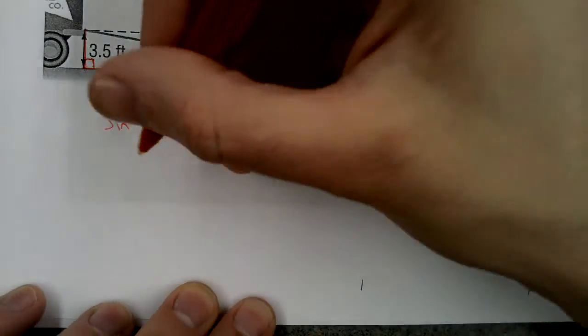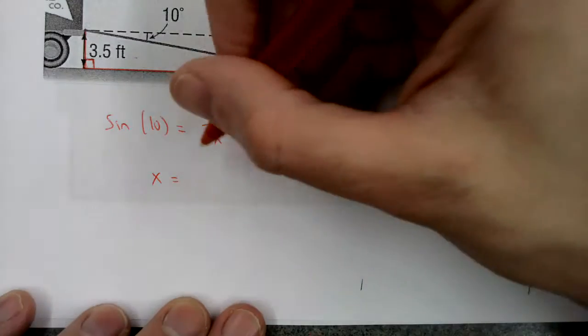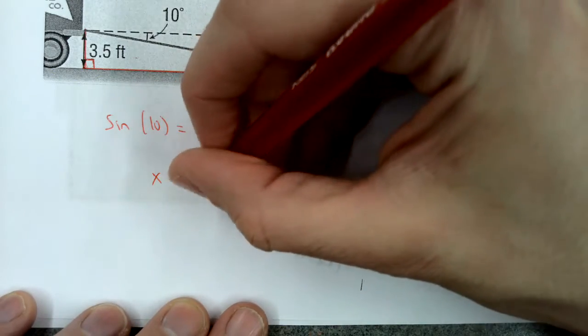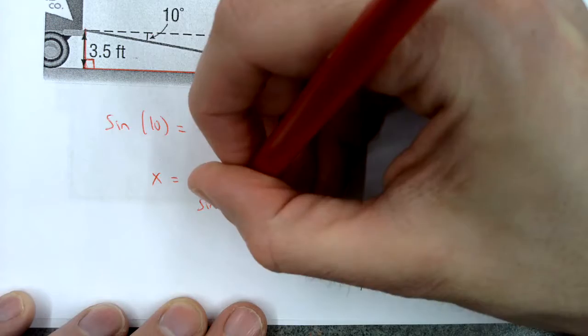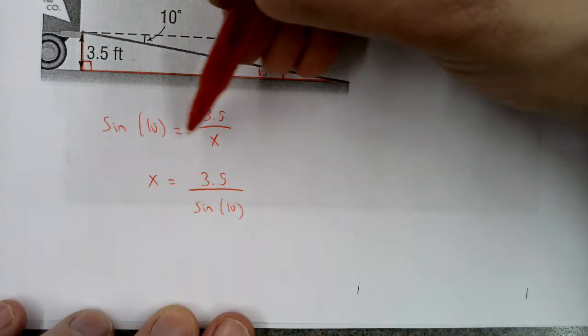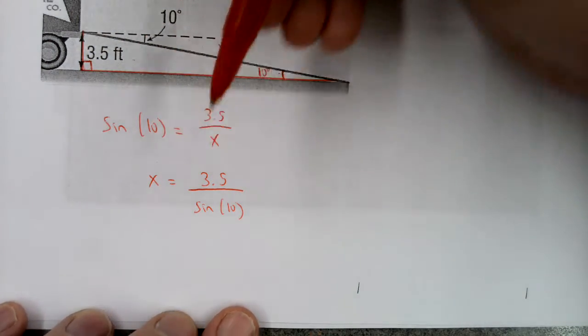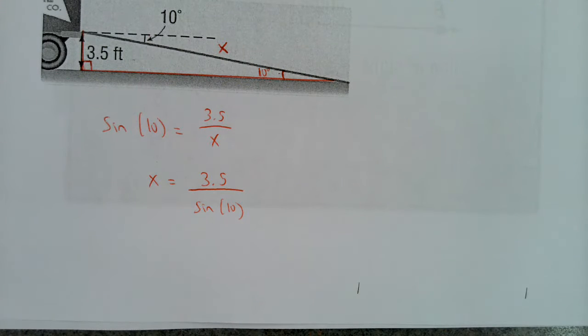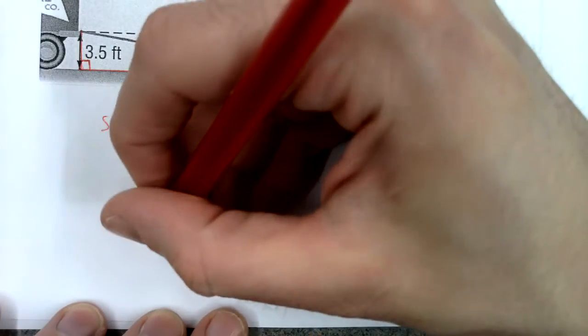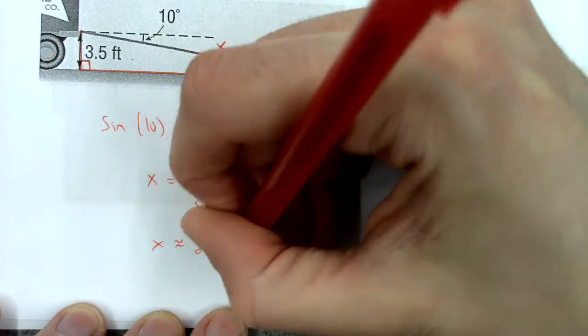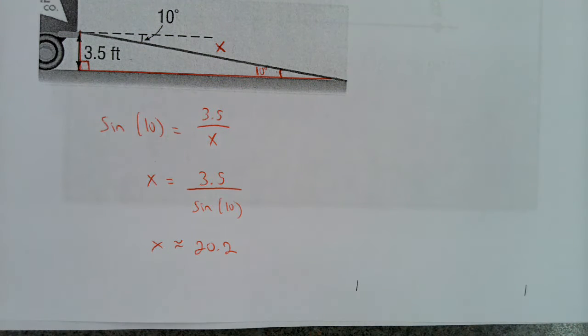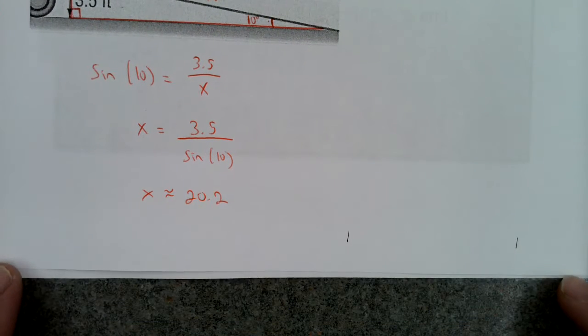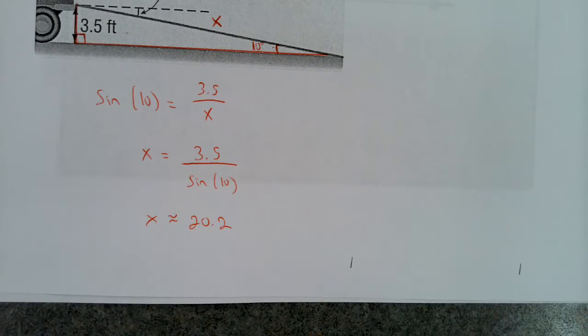To solve for x, I'll use a quick algebra trick. x equals 3.5 divided by sine of 10 degrees. You can just switch these two around. Type that in the calculator, and it says round to the nearest tenth of a foot. So x is approximately 20.2. I'll put that in a sentence: the ramp is approximately 20.2 feet long.